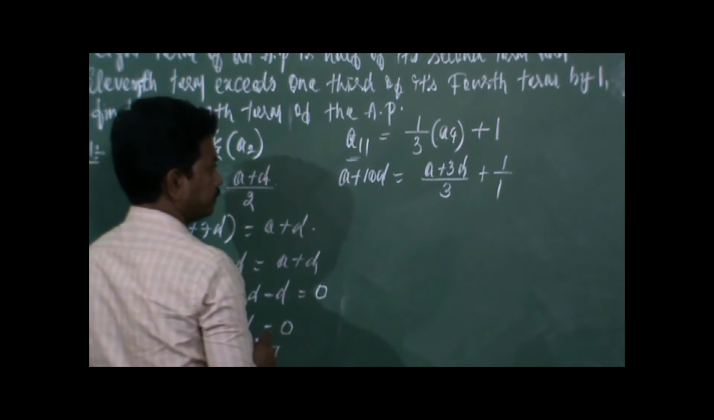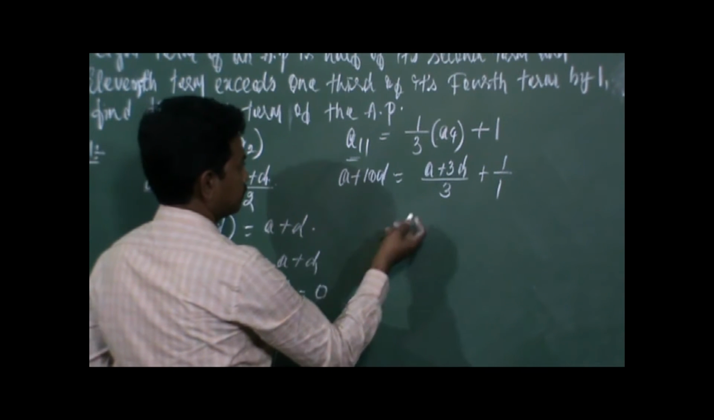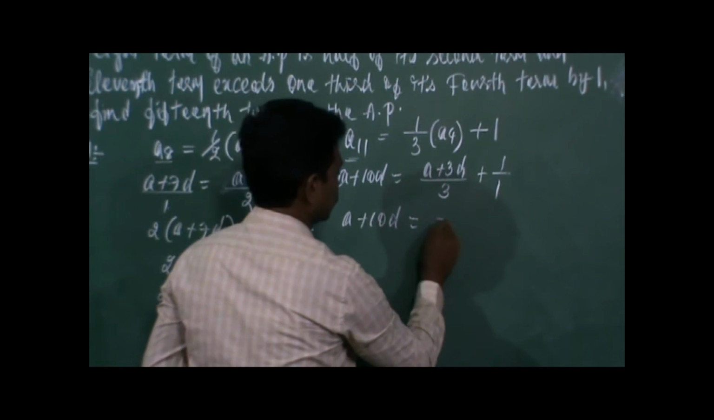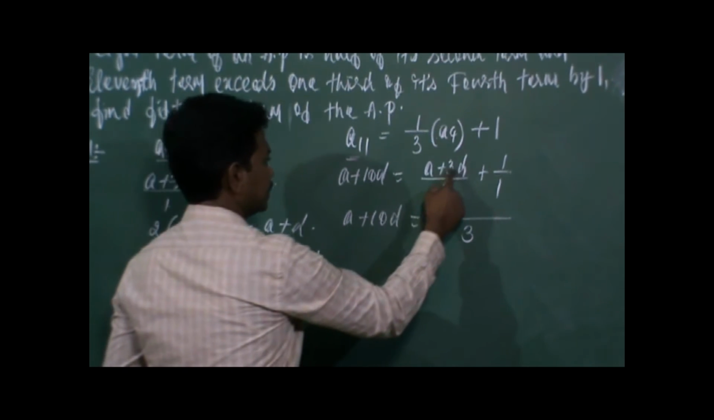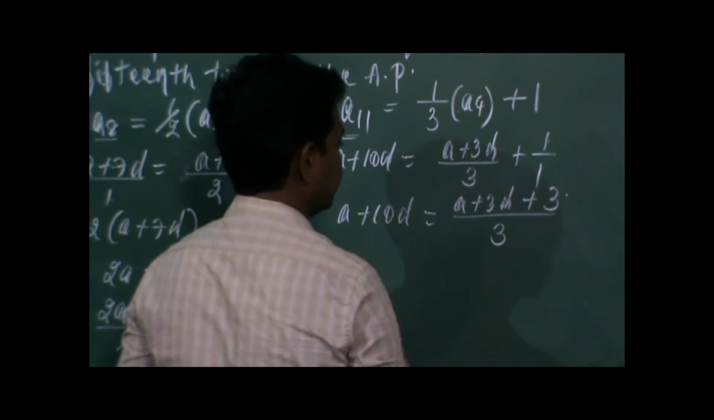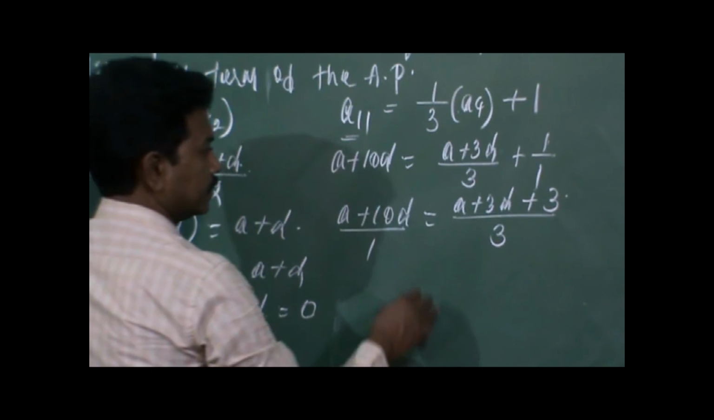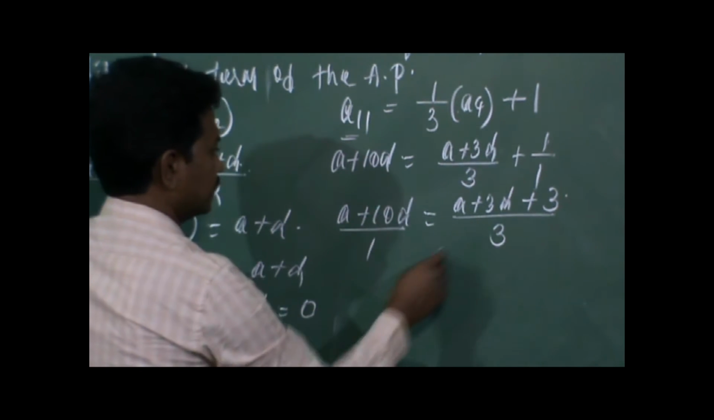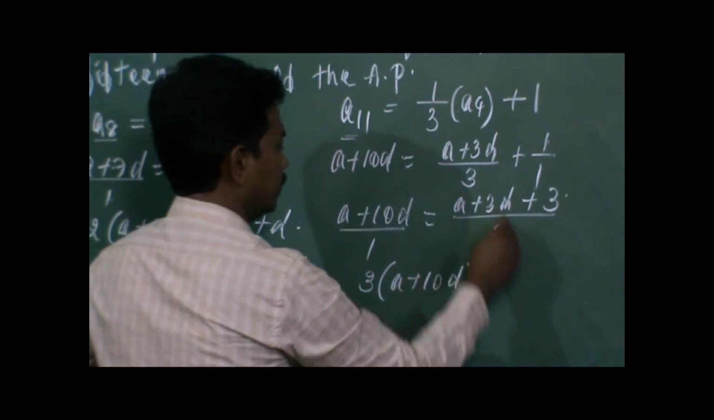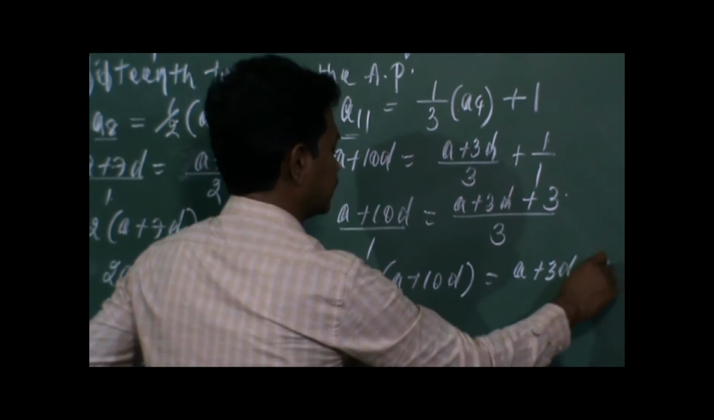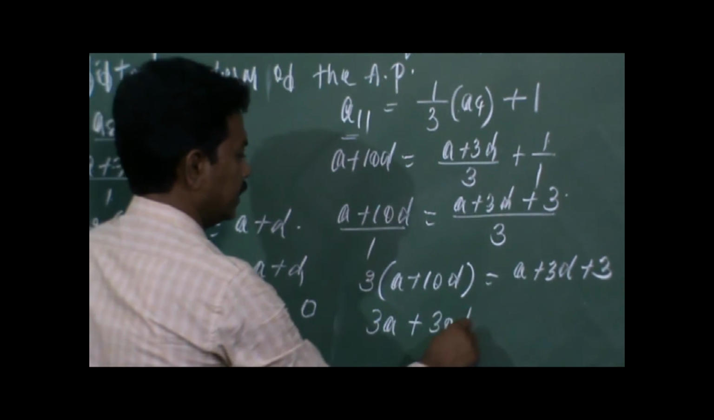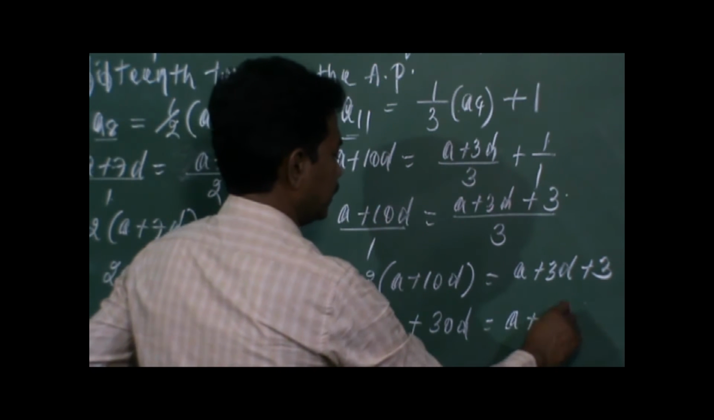So we can go with, okay, so A plus 10D is equal to, you can take LCM over here, so 3 becomes the LCM, A plus 3D by 3 into 3 is A plus 3D plus 1 by 1 into 3 is 3. So we'll go with cross multiplication, so 3 into A plus 10D is equal to A plus 3D plus 3. So 3 into A is 3A plus 3 into 10D is 30D is equal to A plus 3D plus 3.